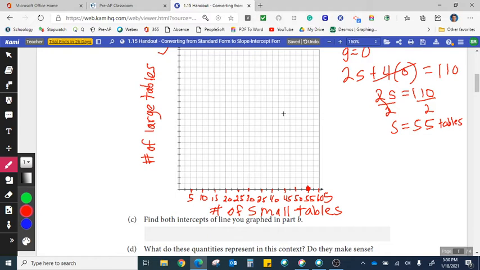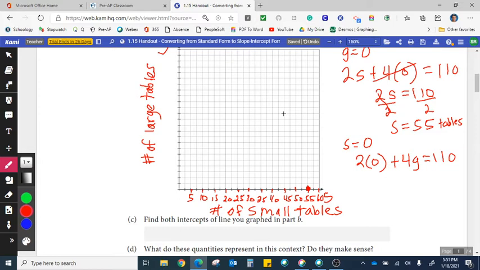So the next thing that I want to do is look at this in terms of saying that I don't want any small tables. So I'm going to say S equals 0. I'm going to write it out as 2 times 0 plus 4g equals 110.